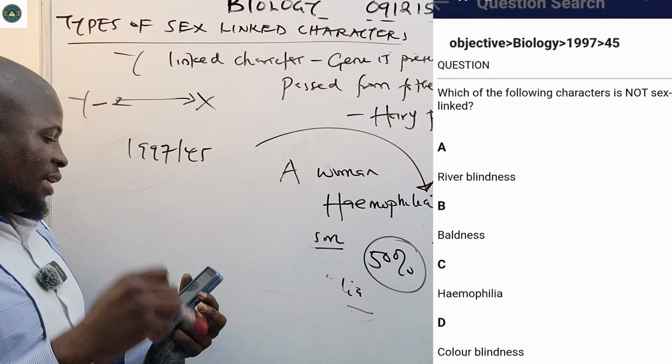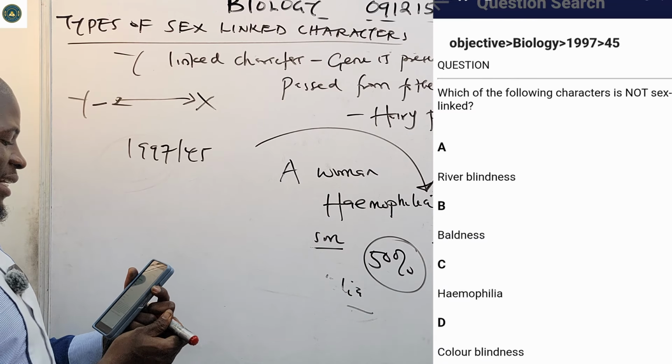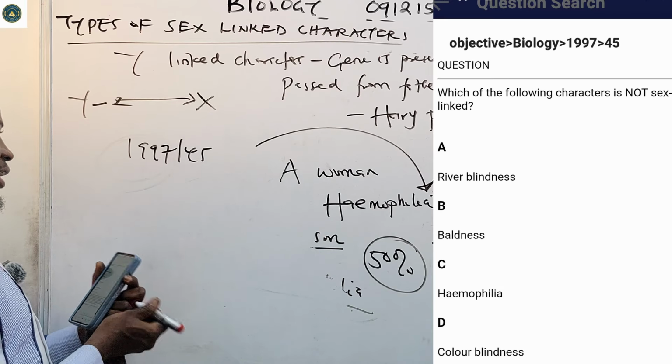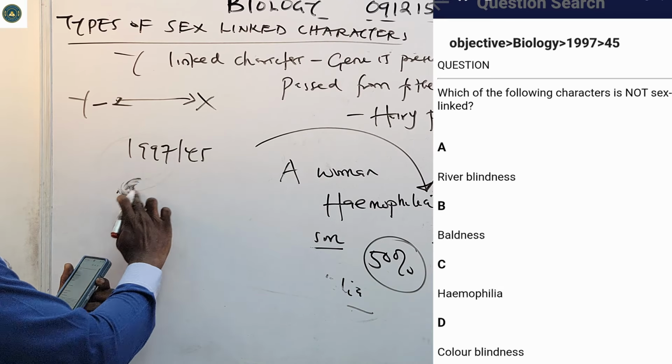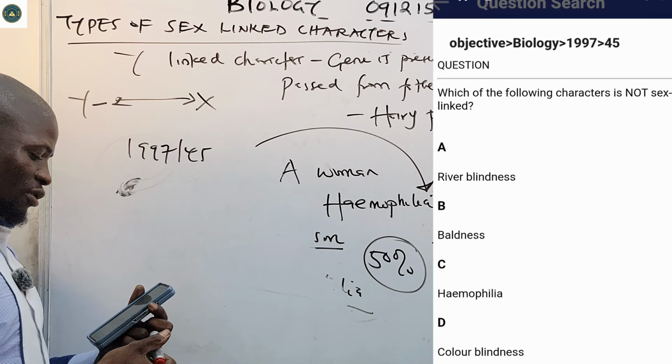You answer them, okay? Now, this is: which of the following characters is not sex-linked? A says river blindness, B says baldness, C says hemophilia, D says color blindness, okay?